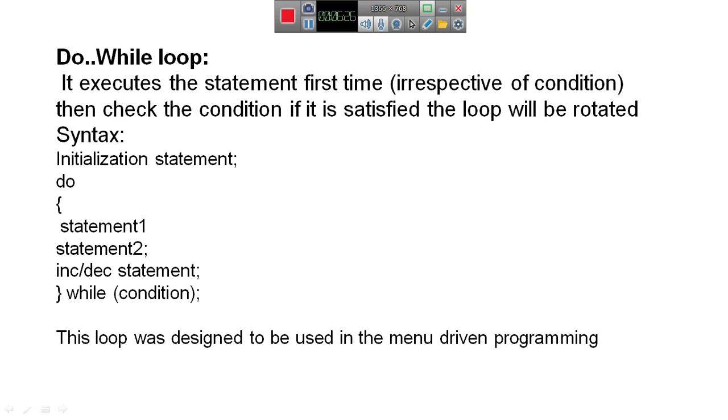In the while loop, first it checks the condition. So the difference between the do while loop and while loop is that the while loop first checks the condition and the do while loop first executes the statements. Then it checks the condition. If the condition is true, then only it again rotates the loop.